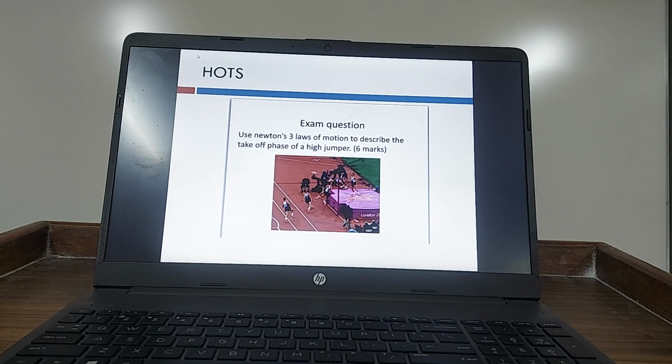Please. Fine. And another example is: use Newton's third law of motion to describe the takeoff phase of a high jumper. To make you understand, I will be giving you an image so that you understand what the takeoff phase of a jumper is. Can you zoom in, please? You can see over here he was running straight, then he took an angle and started running horizontally, then he squatted and then he rose vertically to a height, and then he crossed over that bar to a landing position.